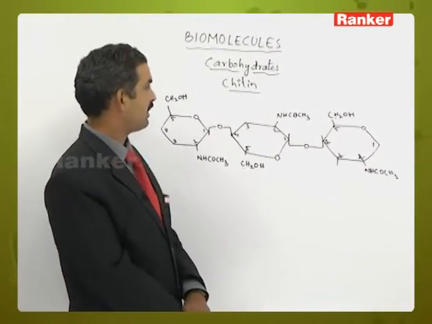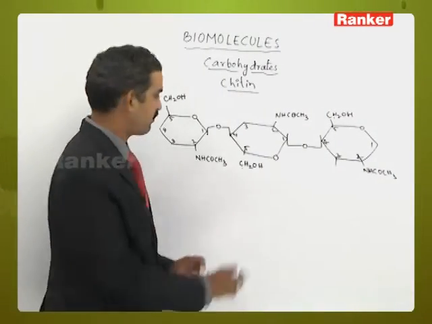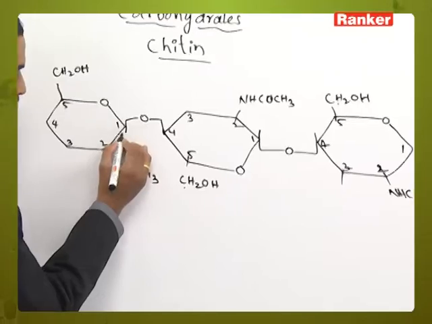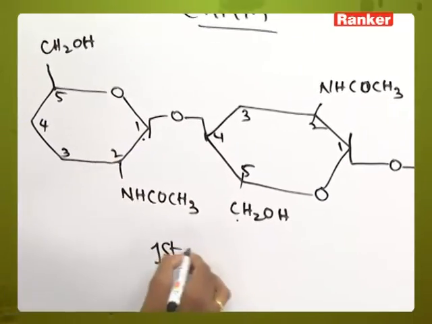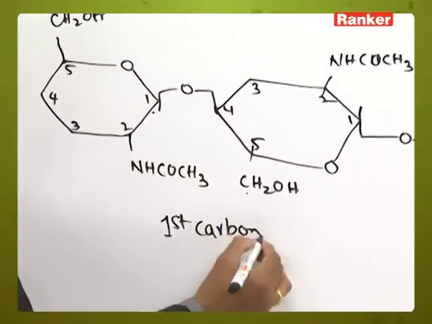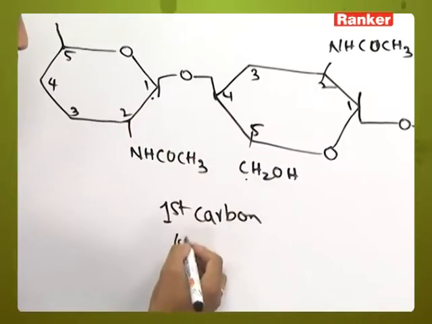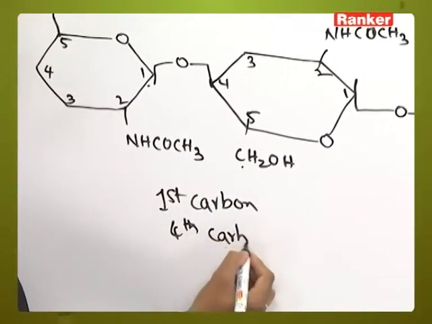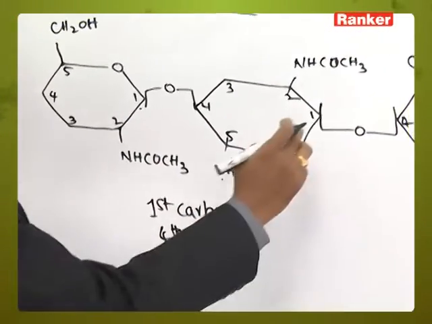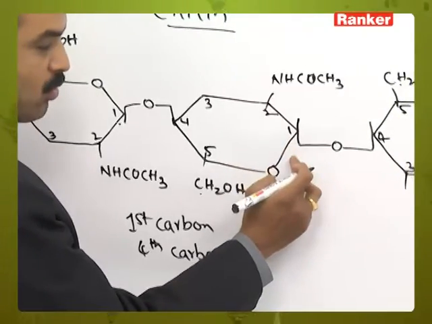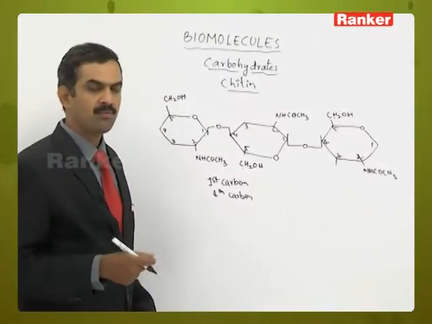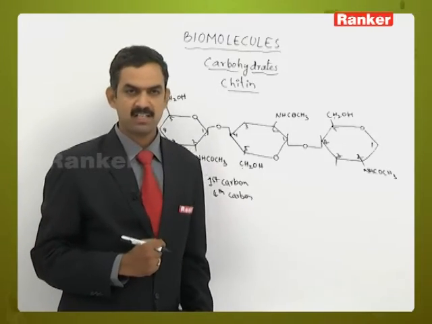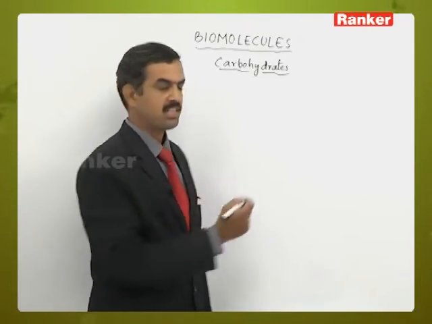So this type of organization, which is unbranched with 1,4 linkages, that is the linkage is present between the first carbon of the first N-acetyl glucosamine with the fourth carbon of the next N-acetyl glucosamine. Once again the same, first carbon of this glucosamine and fourth carbon of this glucosamine. This type of organization can be seen in the chitin molecule. So next one is cellulose.